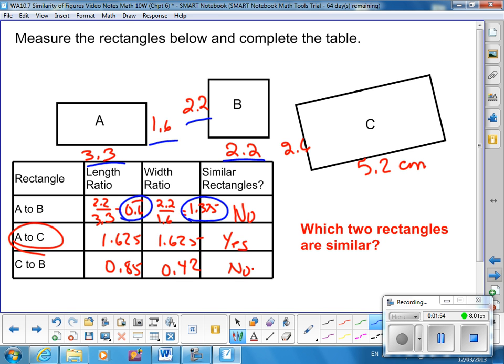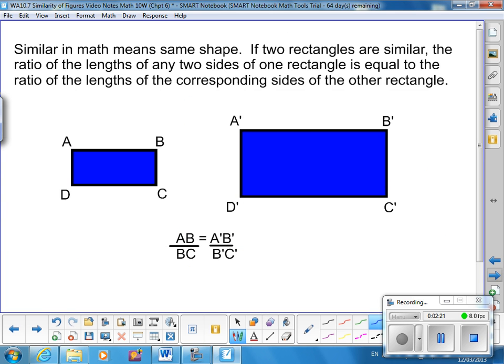If I do the same with A and C, comparing 1.6 to 2.6 and 3.3 to 5.2, I get a ratio in decimal form of 1.625 for both, so that makes those two shapes similar. Similar in math means the same shape.